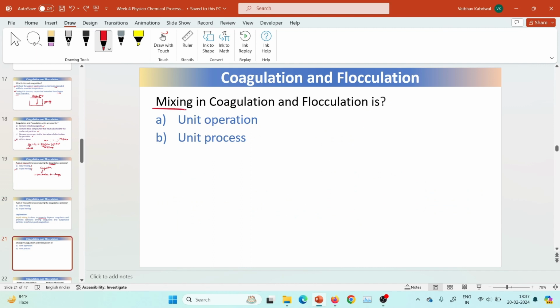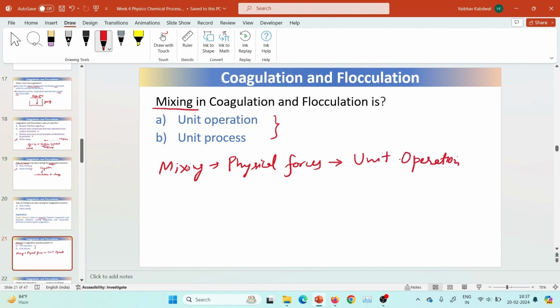So mixing in coagulation and flocculation is a unit operation or a unit process. Read this question again. This question is asking about mixing. So mixing means what? Physical forces are involved. Physical forces means unit operations.